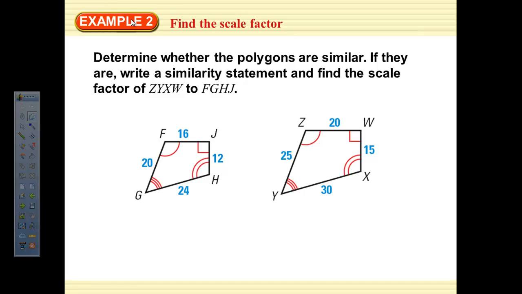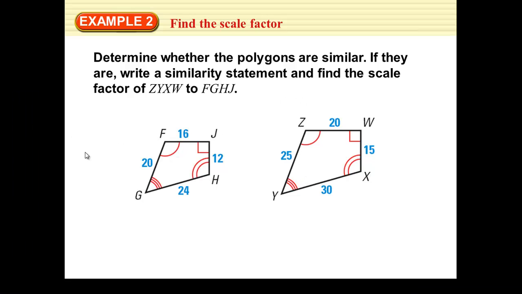We're now looking at finding the scale factor between two similar figures. We want to determine whether these two polygons are similar. We're going to write a similarity statement, which means we're just going to write this figure is similar to that one, and we're also going to find the scale factor.